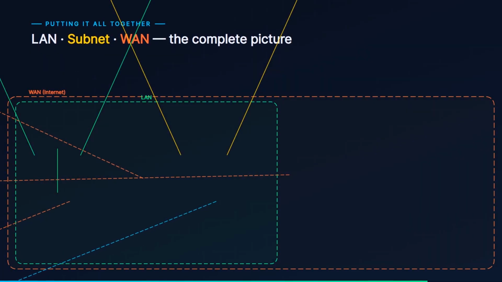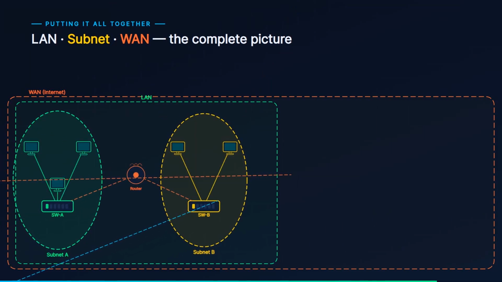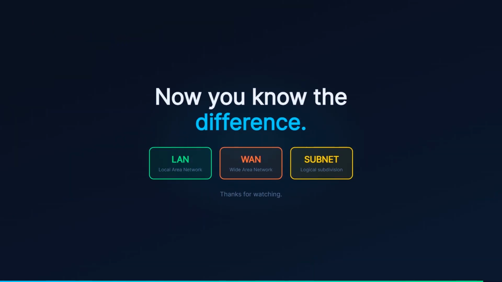So to summarize everything, a LAN is your local private network, the devices inside your home or office. Within a LAN, you can create subnets, which are logical subdivisions separated by routers used for better management, security, and performance. And a WAN, like the internet, is the vast public network that interconnects all these LANs and subnets around the world. And that is the difference between a LAN, a WAN, and a subnet.